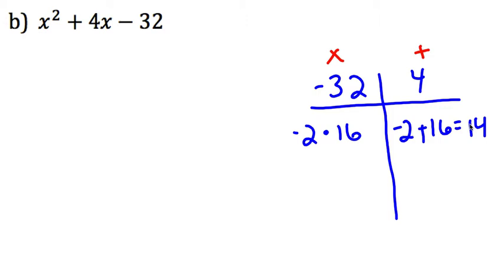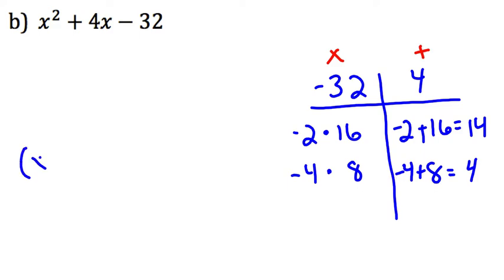3 doesn't work, but 4 does. So let's say negative 4 times 8. Now I'm not going to do negative 8 times 4 because, again, my bigger number has to be positive, so I'm just going to make my bigger number positive. Negative 4 plus 8, there we go. That's the answer we were looking for.